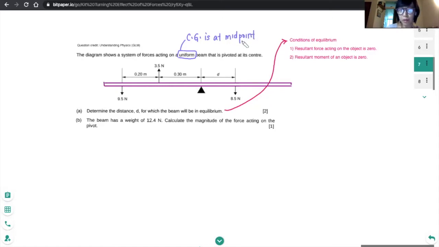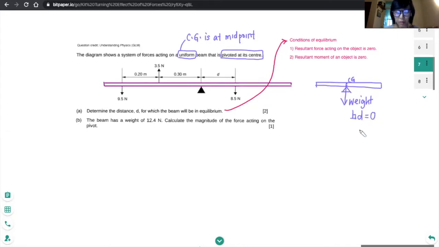So what if it's at the midpoint? The question also said that it's pivoted at the center, which means that, imagine, the pivot is directly below the center of gravity. This tells you that when you draw the weight of the beam, it will pass through the pivot. So the perpendicular distance between the pivot and the weight will be 0, so the weight does not produce any moment. That's a very important thing.